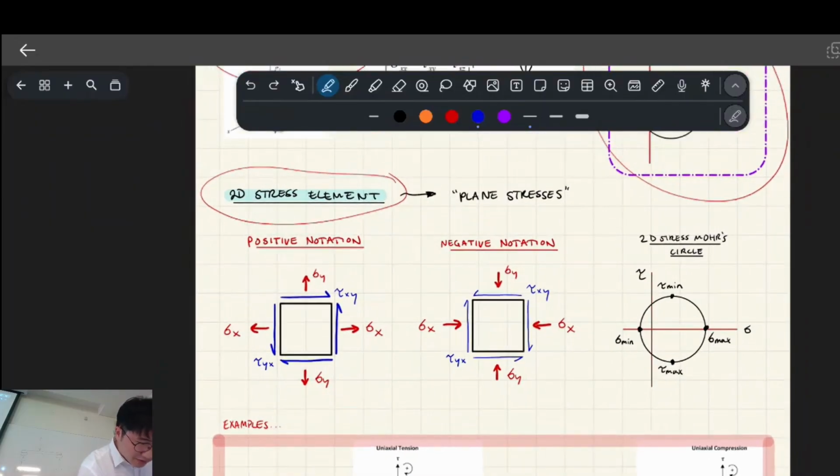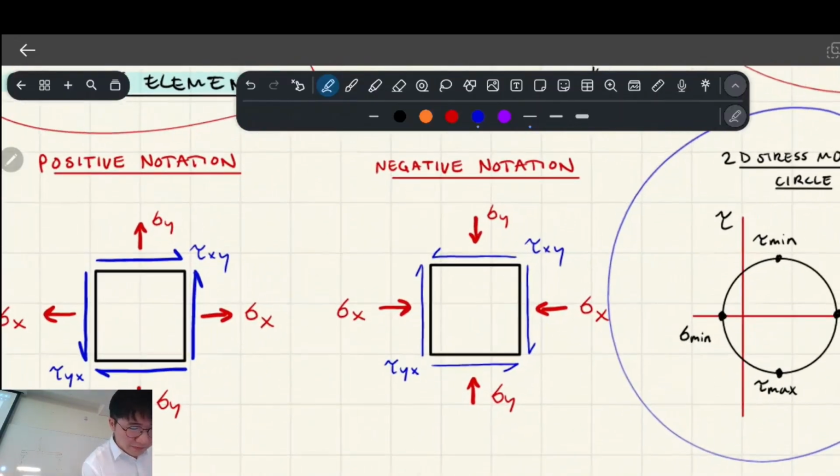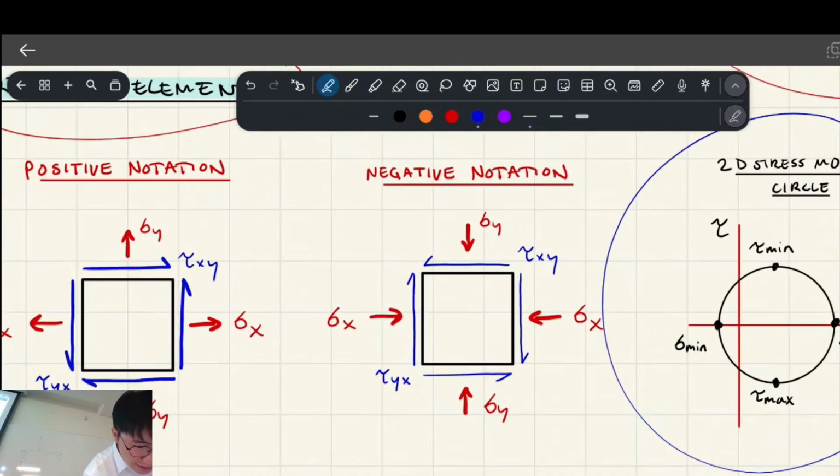I'll give you some examples. But one thing to note that's different from this week and last week is on this Mohr circle, instead of your moment of inertia in the X or Y direction, or U or V, being plotted on the x-axis, you have normal stress. And instead of your product of inertia being plotted on the y-axis, it's your shear stress now.